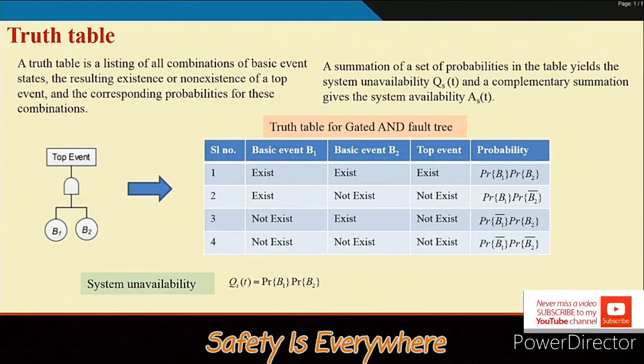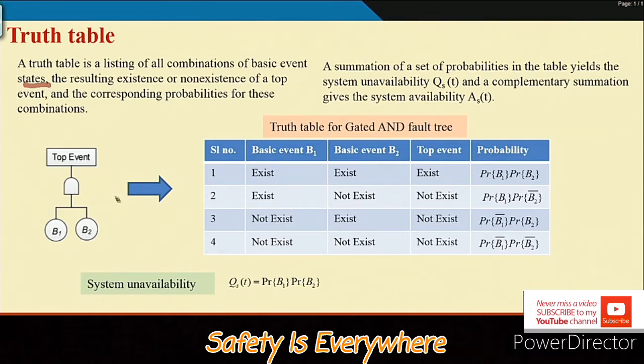Let us first understand what a truth table is. A truth table lists all combinations of basic event states. Then we find out for which combination the top event exists and for which combination the top event doesn't exist.